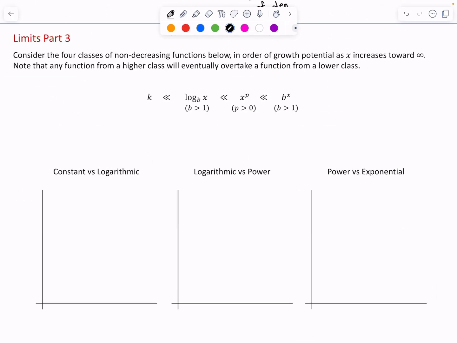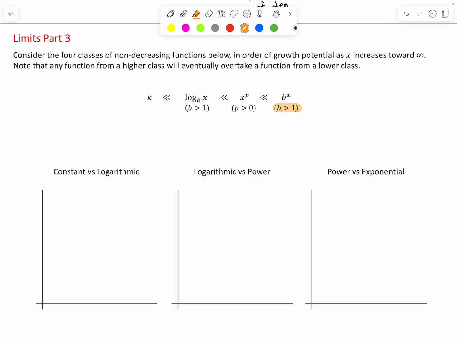Consider the 4 classes of non-decreasing functions below, in order of growth potential as x increases toward infinity. So you have constants, logarithms, power functions, and exponentials. Now, constants are horizontal. Notice I'm insisting that the logarithm has a base b more than 1. This will ensure that the logarithm is an increasing logarithm. For the power function, we will restrict the power to be positive numbers. This will ensure that the power function is also increasing. And for the exponential function, we will insist that the base be more than 1 to again ensure that the exponential function is increasing.